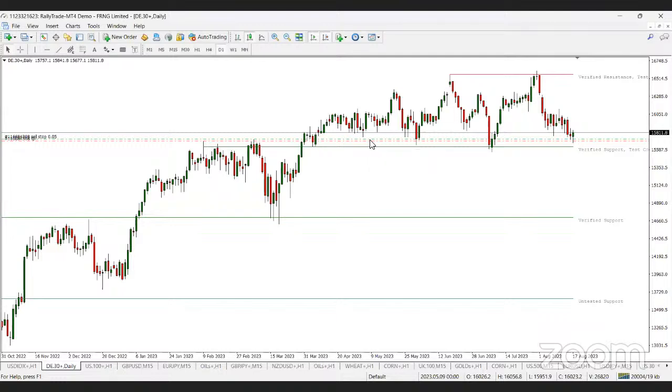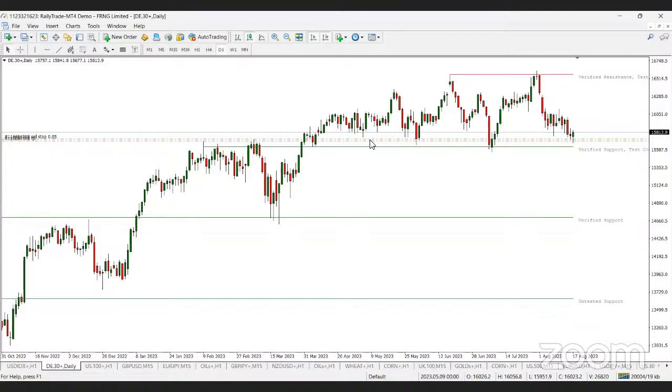It can either break this support, and if it breaks this support, it tells us that the German stocks are retracing for the year. It likely means that for the remaining months from September, October, November, December, DE30 might continue to witness a decline. That's what it will actually mean.